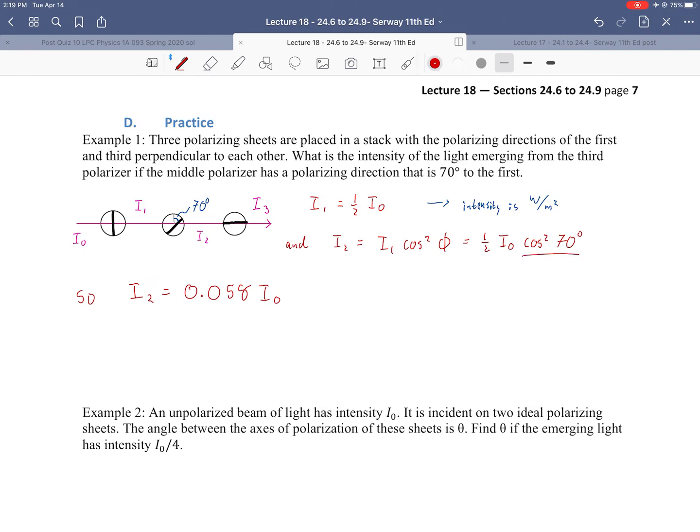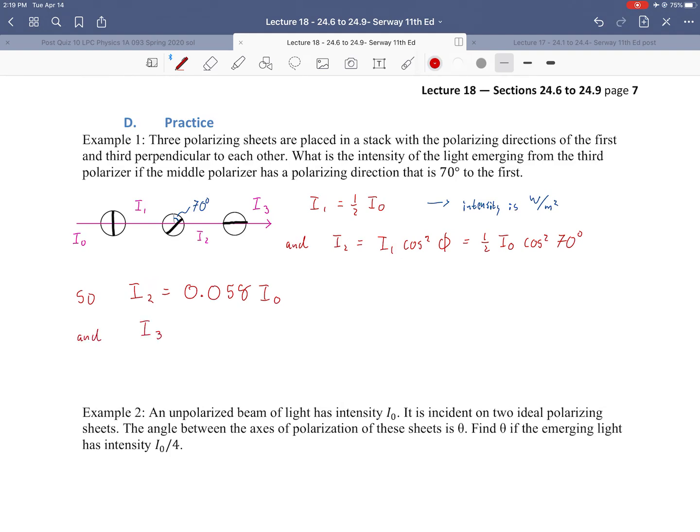So essentially, this effect here is giving me about 10% of the original intensity, but I already lost a half because I went from unpolarized to polarized. And so now relative to the unpolarized sunlight, if you will, I've got about 5% of the energy left. Well, energy per time per area left. But that's not all. There's one last step. We need to find I3.